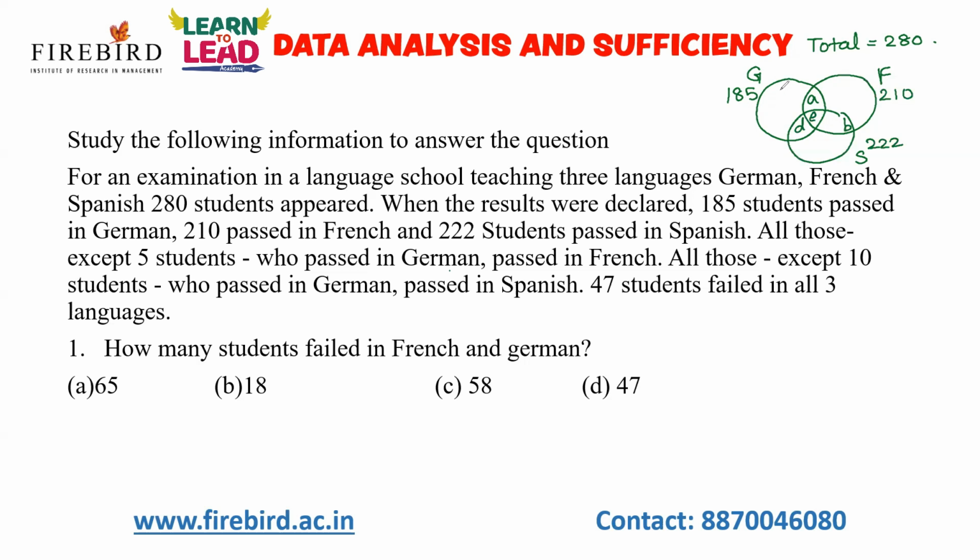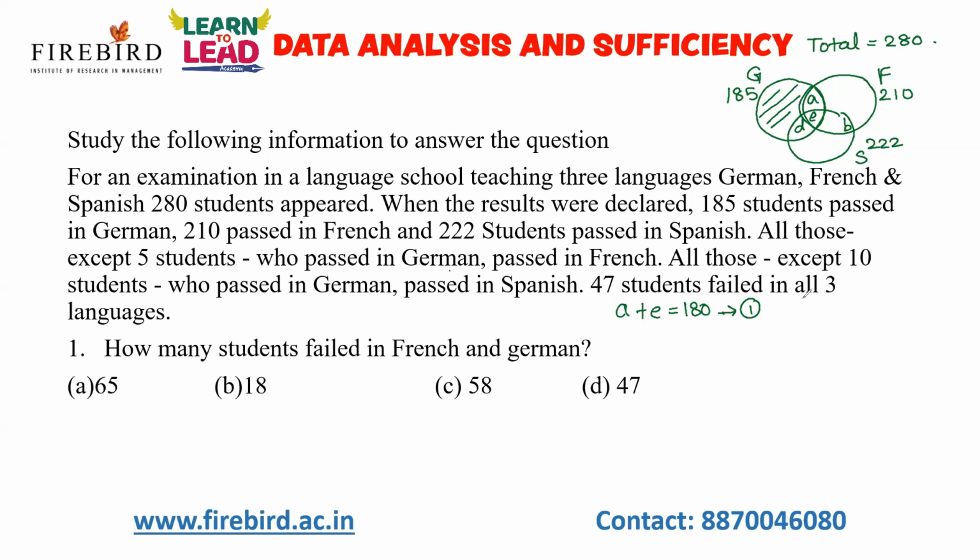See, this region which I am shading now represents the students who passed in German only. And this whole area represents the students who passed in German as well as French. Now they have given another line, all those except 5 students who passed in German passed in French. So, A plus E together is 180. Take this as equation 1.